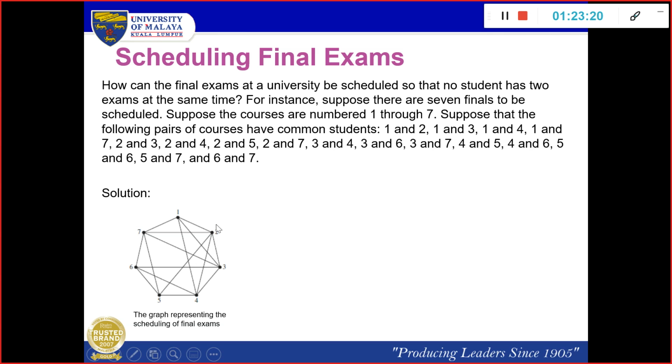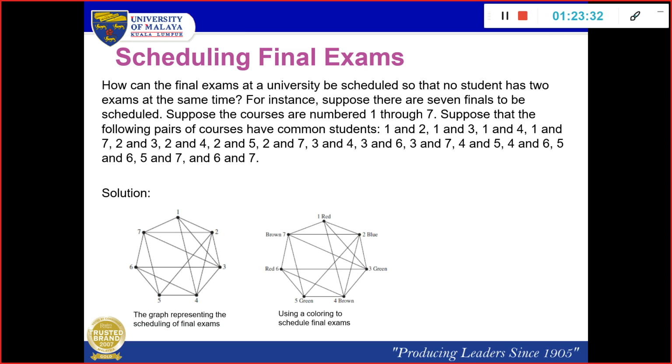From this graph, the maximum number of colors you need, if you're talking about chromatic number, is only 4. 4 colors to represent all that. So we have red, blue, green, brown, green, red, brown. 1, 2, 3, 4. So we have 4 as the chromatic number. The minimum chromatic number for this scheduling of final exams is 4.